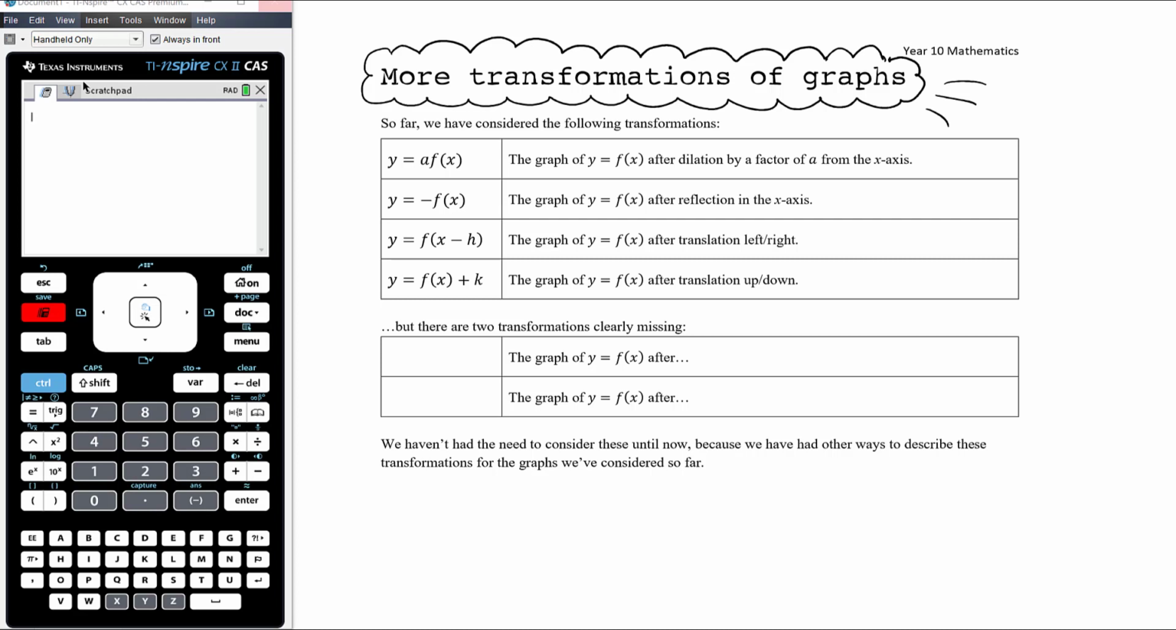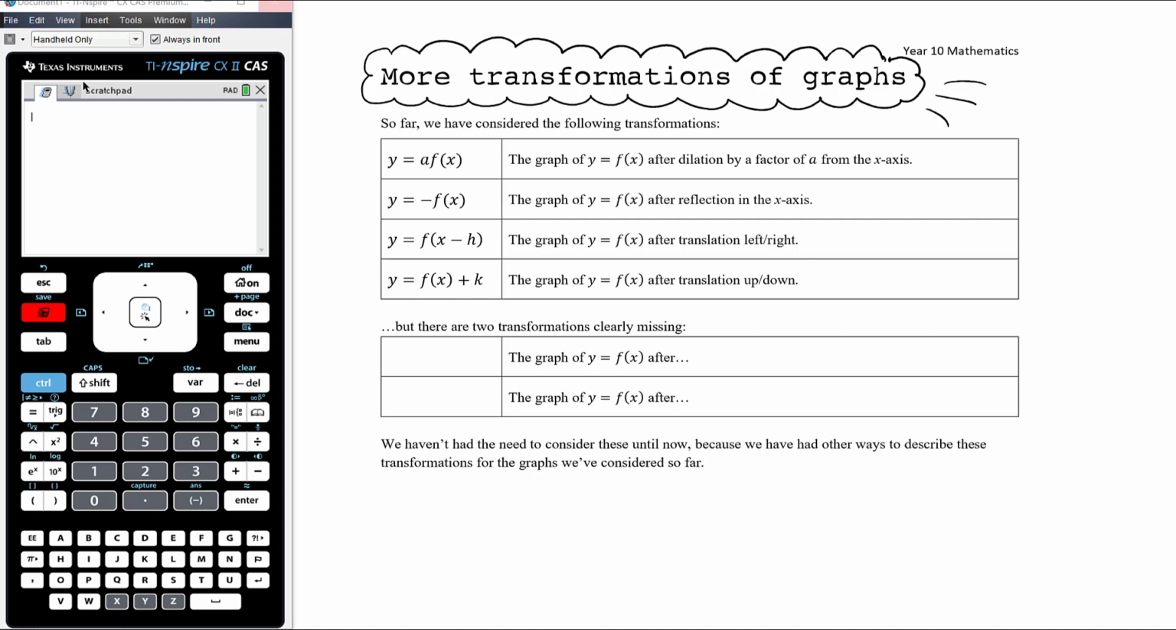Okay, so in our topic around functions and graphs, we now want to return to looking at some more graphs. But before we do that, we need to introduce the two transformations that we've omitted before now. And we haven't omitted them deliberately, we've omitted them because they haven't been necessary before now. But our next type of function we're going to look at is the exponential function.